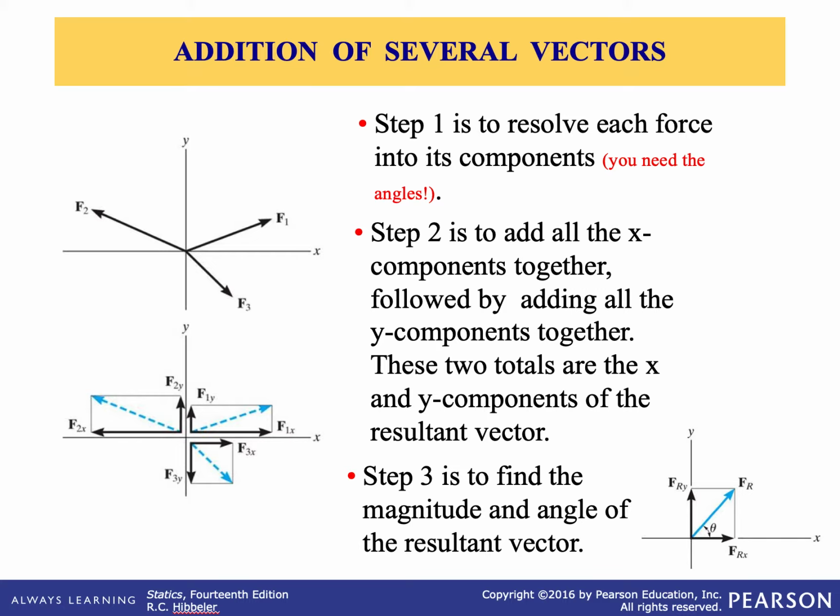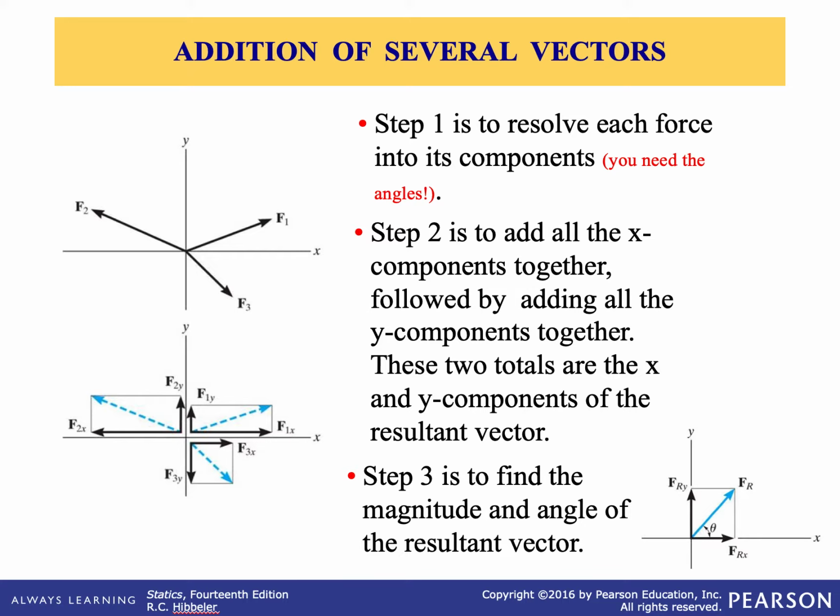After you break down each force into its x and y components, you remove the original forces F1, F2, and F3, and you just deal with F1x, F1y, F2x, F2y, F3x, and F3y. Pay attention to the direction of each force. Step 2 is to add all the x components together, and then add all the y components together. You end up with only 2 forces, FRx and FRy. That's at the bottom right of the screen.